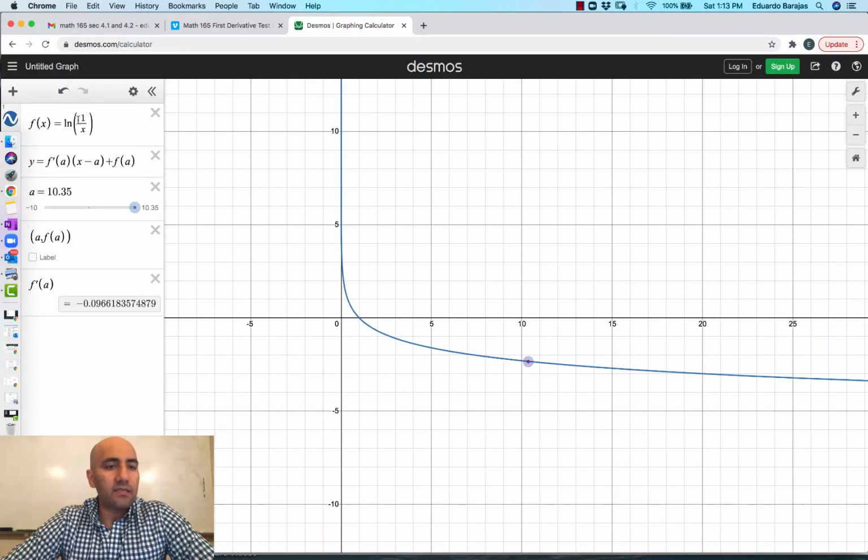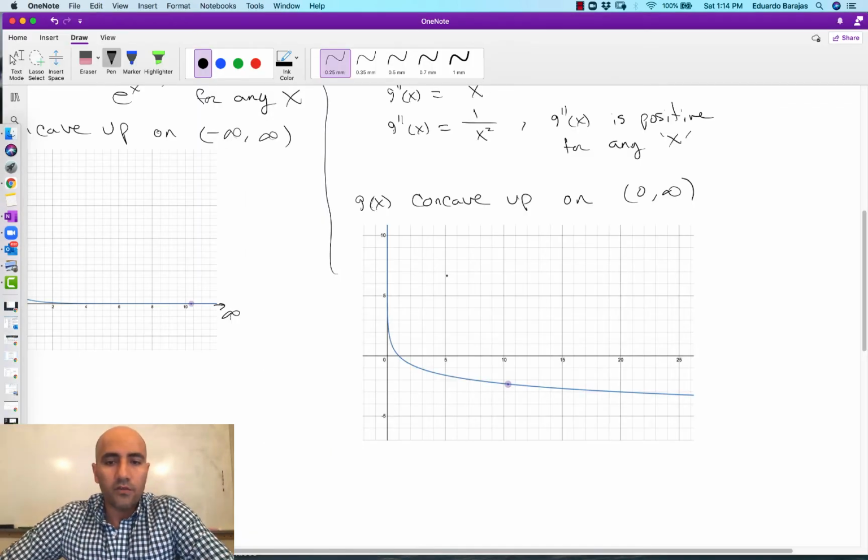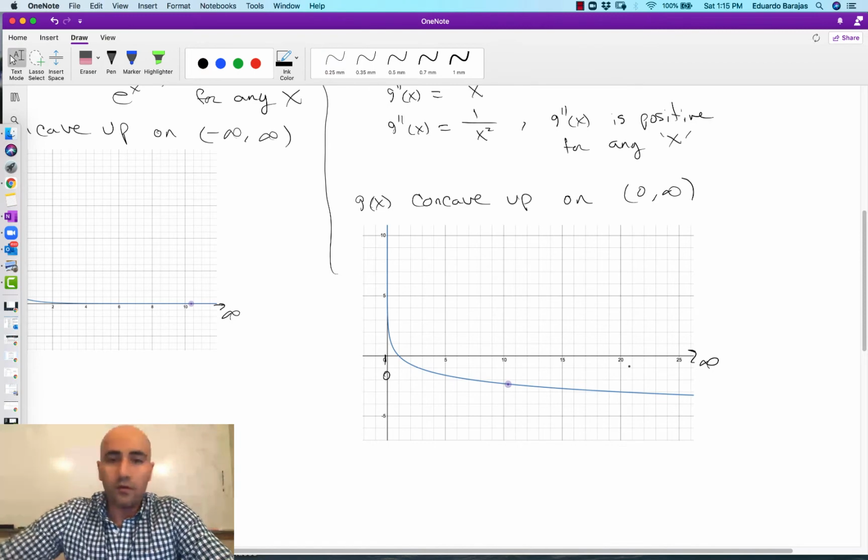Typing this into Desmos, ln of 1 over x, we see that this is the graph, and again we confirm that it has that same concave up shape and that its domain is from 0 to positive infinity. So g of x is concave up. Okay, so we have two cases where they're both concave up.